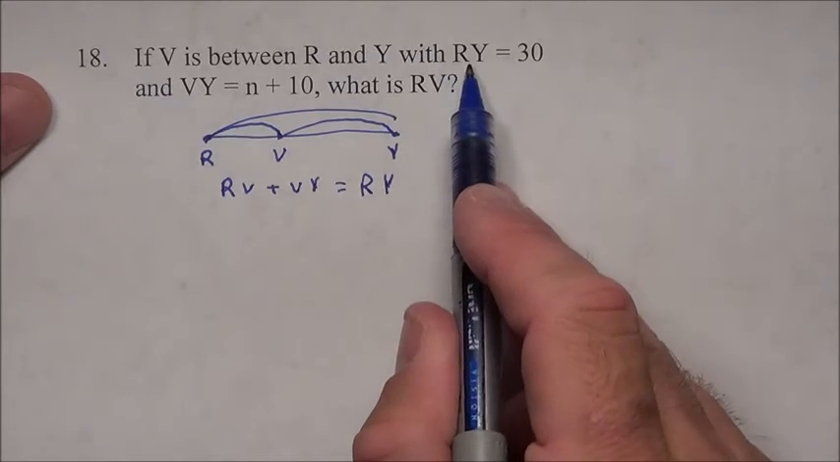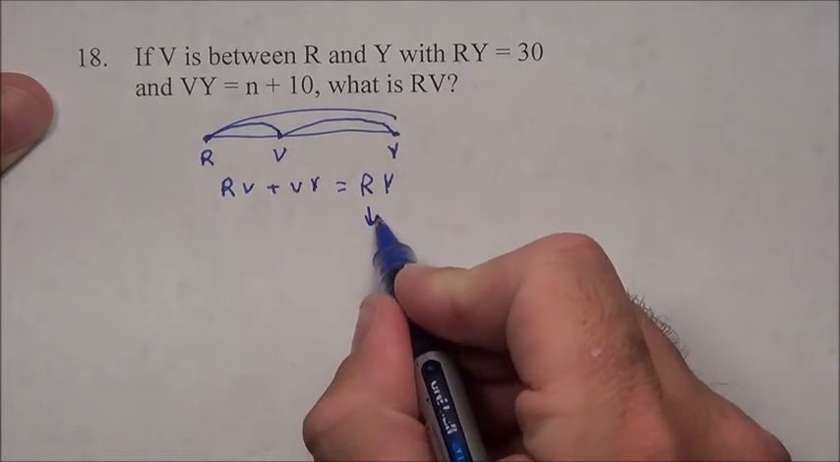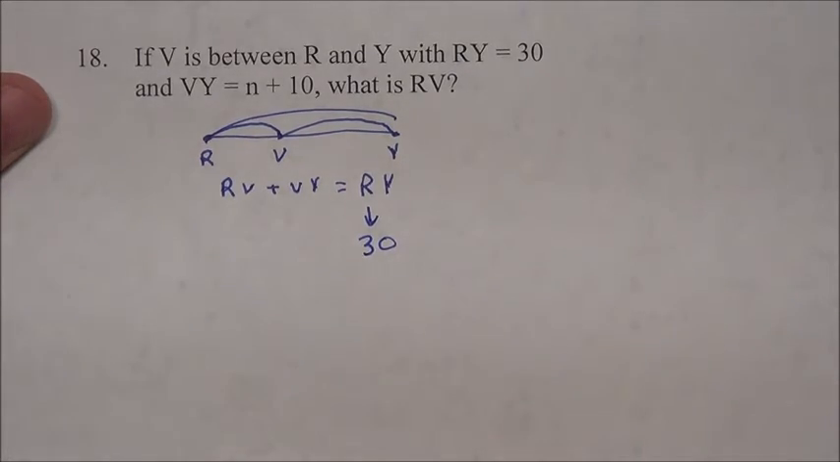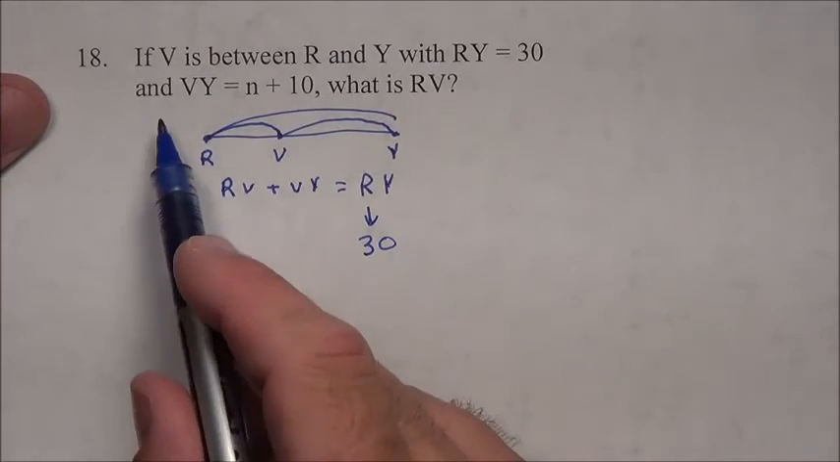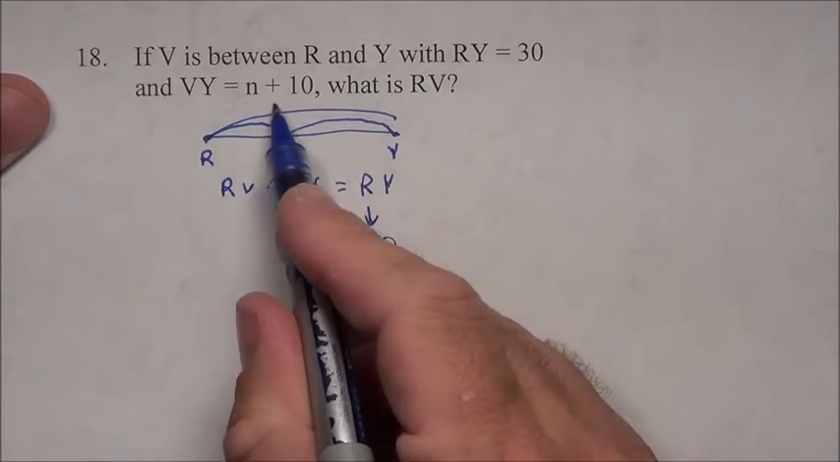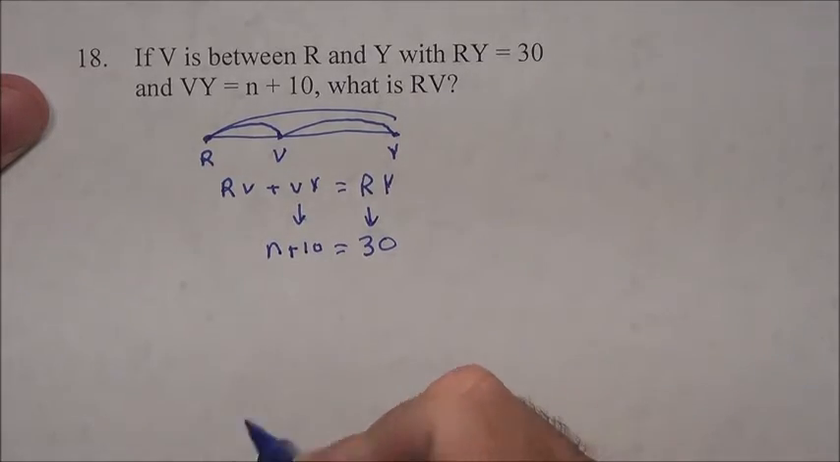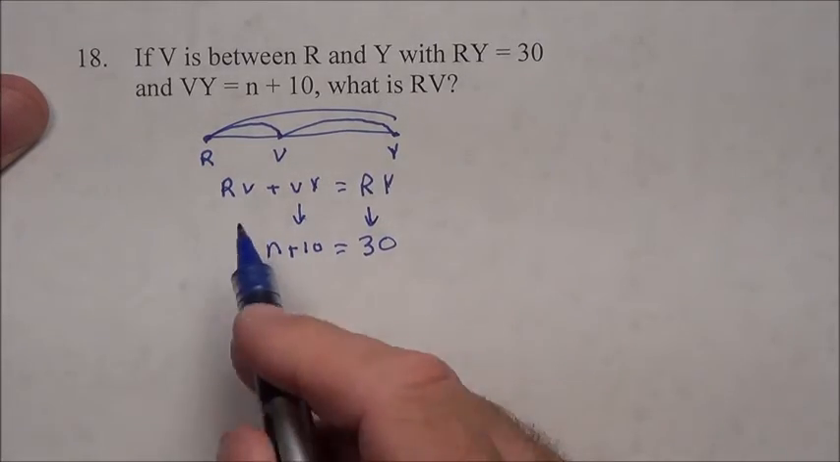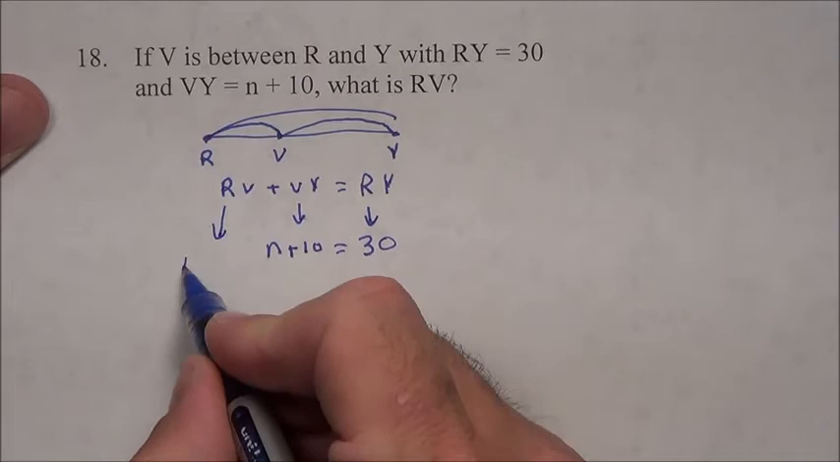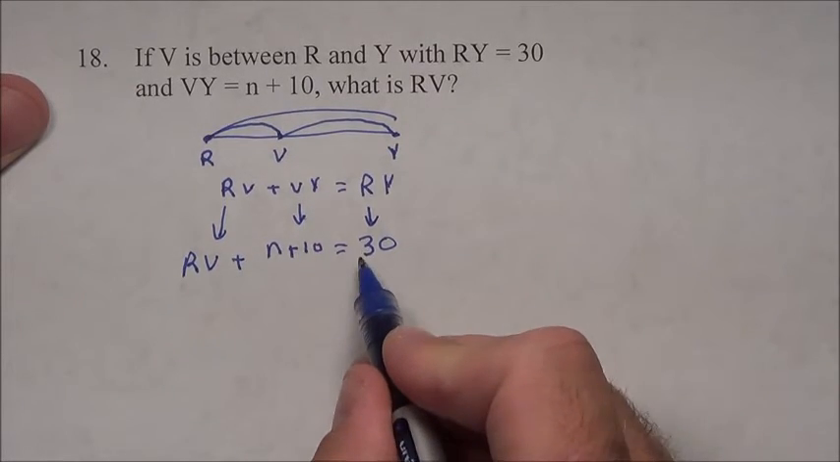Now all I'm going to do is fill in with what they tell me. They say, hey, RY, this RY's length gives me a perfect number. It's 30. The VY, this piece right here, the expression that represents it is n plus 10. And it says find RV. So we've got to get RV by itself. So we have RV, just as here, plus the VY, which is n plus 10, is equal to 30.